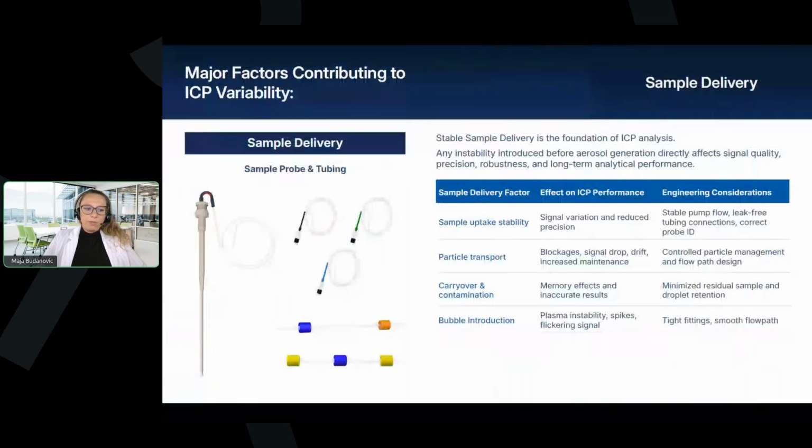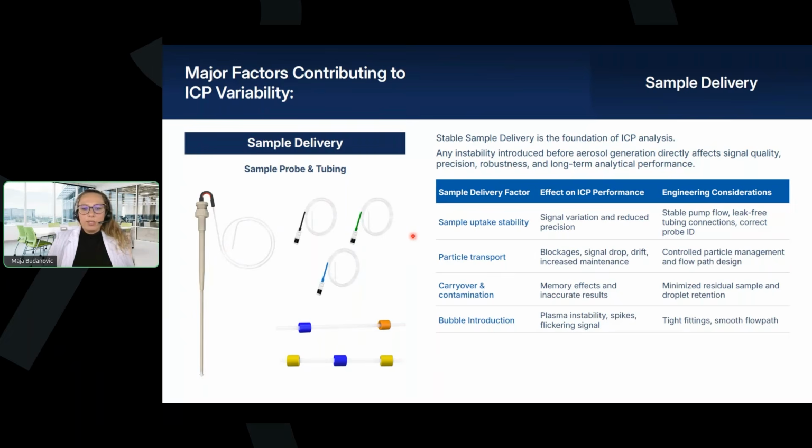To start, we will first consider the sample delivery system as a foundation of the ICP analysis. Basically, any instability introduced here can directly affect the signal quality and the precision. In this table, there are some of the main factors that can influence the sample delivery. The first one is sample flow stability. If your sample flow changes over time, the amount of aerosol that is generated will also change, and that can result in a signal variation. So basically, we need to have a stable pump flow and a leak-free tubing connection.